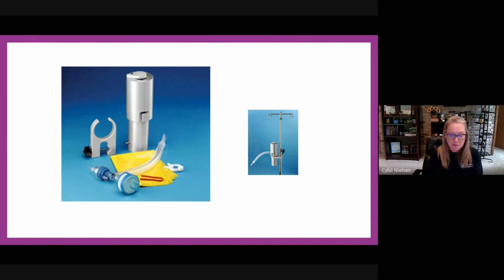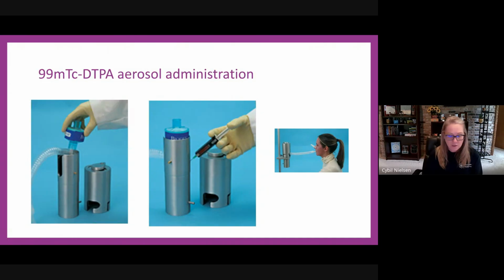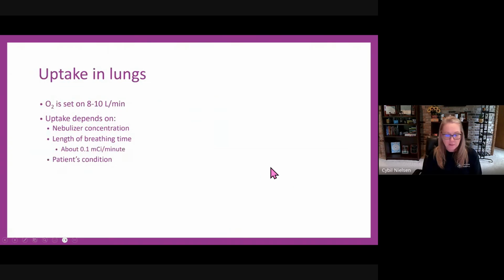So this one is basically just like a lead lining. And then on the inside, you put this system, which has the tubing and it has the filter. And then you can inject directly into a port, and it can go on an IV pole and the patient breathes it in. Oxygen should be turned all the way up, 8 to 10 liters per minute. And about every minute, only about 1.1 millicuries gets into the lungs.